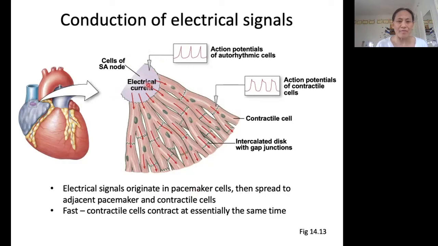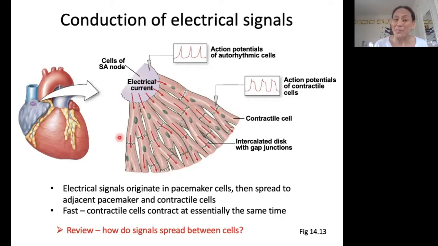The traveling of that signal is pretty fast. The contractile cells contract at essentially the same time, okay? Just a quick review question. Do you all remember how the signals spread from one cell to the other? Think about that for a second.